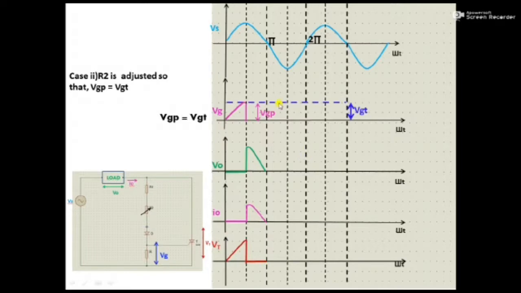Now in the negative half cycle, you see here the supply voltage Vs has reached a value 0. When the supply voltage reaches 0, the thyristor turns off. So at this instant pi, the thyristor is off. If the thyristor is off, what voltage will come across it? The same supply voltage will come across the thyristor. And what about V0? If the thyristor is off, V0 will again be 0.